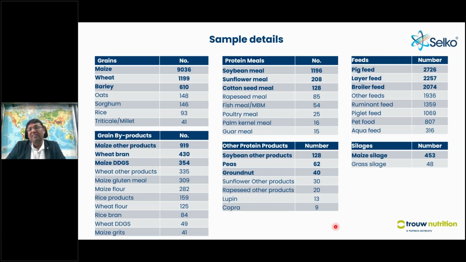Feeds, pig feed, which includes the sow and the grower finisher feed, was the maximum number you saw there, followed by layers and broilers. We did have ruminant feed, that is concentrate, piglet feed, pet food, aqua feed. So these numbers are coming up more and more, and hopefully every passing year we have more data to present. We had 2 silages also presented in this picture.